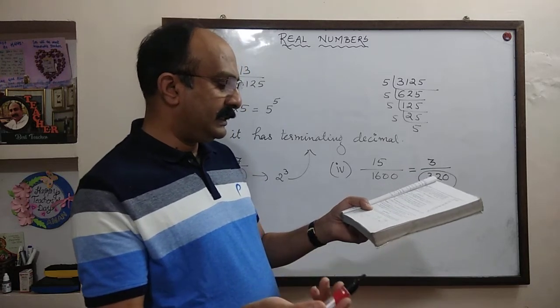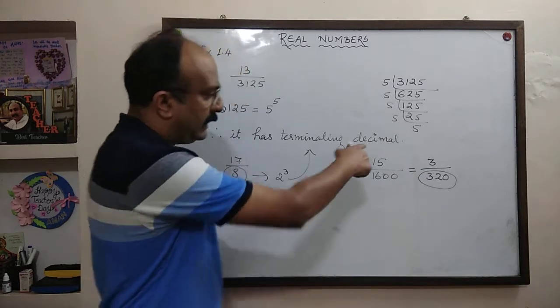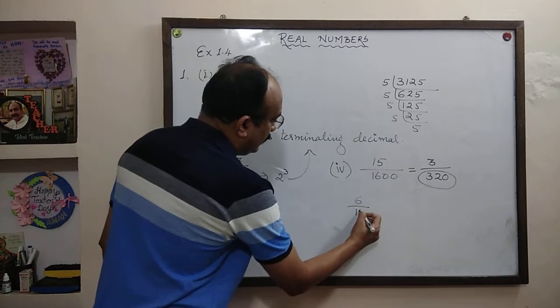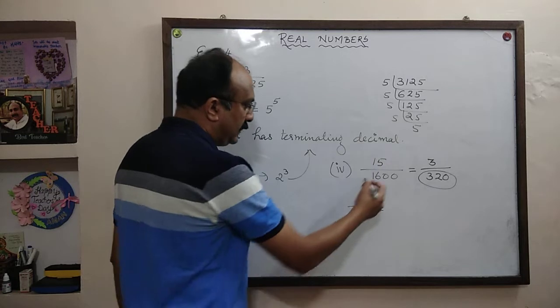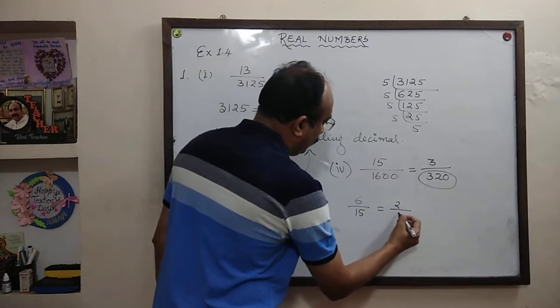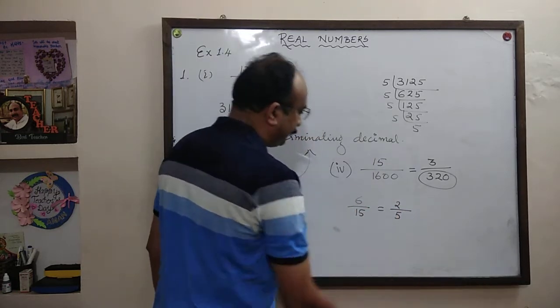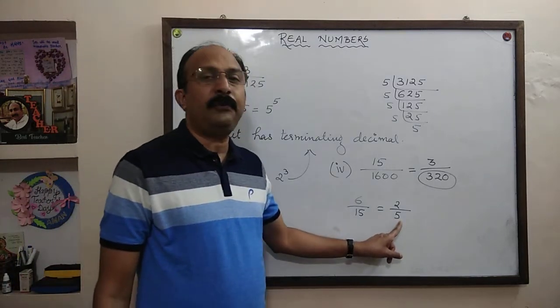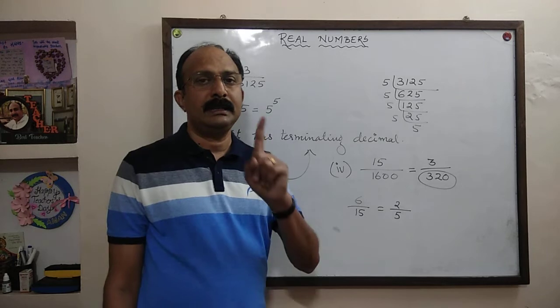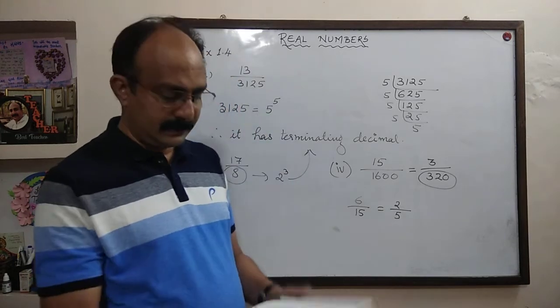Next one is 6 upon 15. Again like this. 6 upon 15. They are not coprime, so you have to cancel by 3. 2 upon 5. Now see the denominator. Denominator is 5. So the answer is terminating decimal.